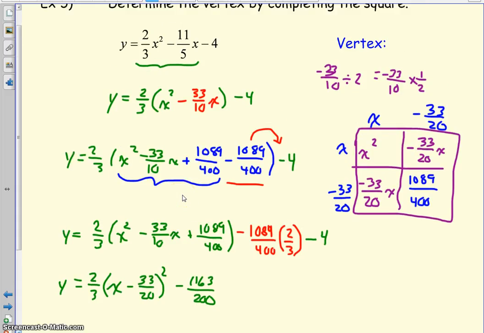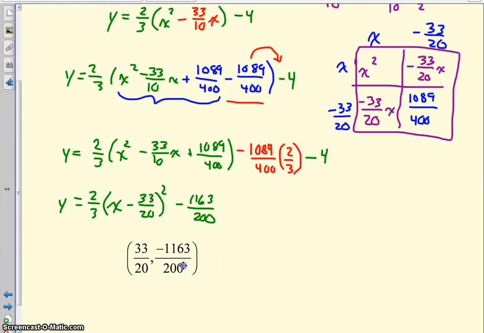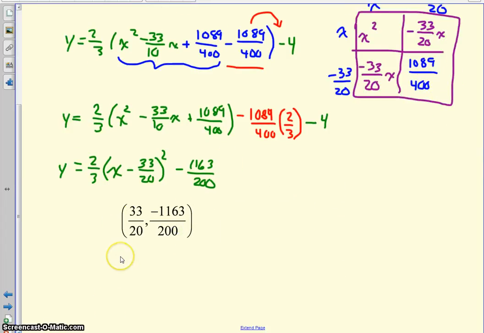Okay, so that gives me my equation in vertex form. So then from there I should be able to get my vertex relatively quickly. I can just look at the equation, read off my axis of symmetry and my optimal value, and state my vertex there.